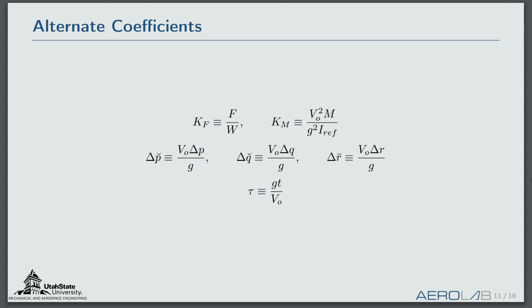The last benefit, the last thing I wanted to focus on with these alternate coefficients is this time variable on the bottom. So whereas in our traditional formulation that we talked about a little bit earlier, we would get time based on the linearized lateral equations of motion and a time based on the linearized longitudinal equations of motion, we'd get these two different non-dimensional time variables.